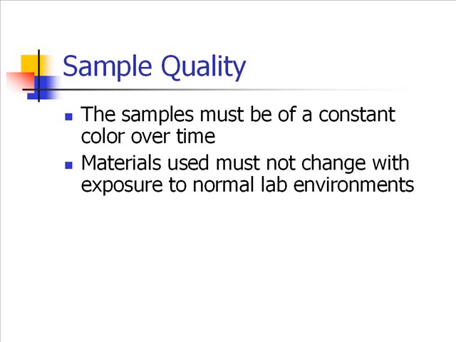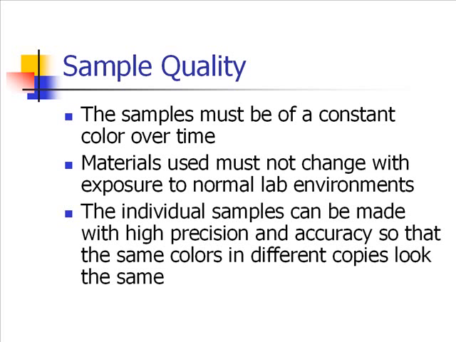Individual samples can be made with high precision and accuracy so that the same colors in different copies look the same. You can buy these Munsell student color sets, and in there are a bunch of color samples. The idea is they have to be made accurately enough so that every person has exactly the same colors that are labeled the same. So if you took your set of samples out and somebody else did and put them together, they should be the same. And if somebody bought it in China, that should be the same.